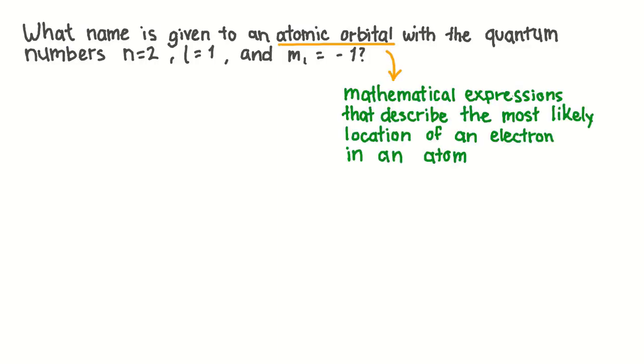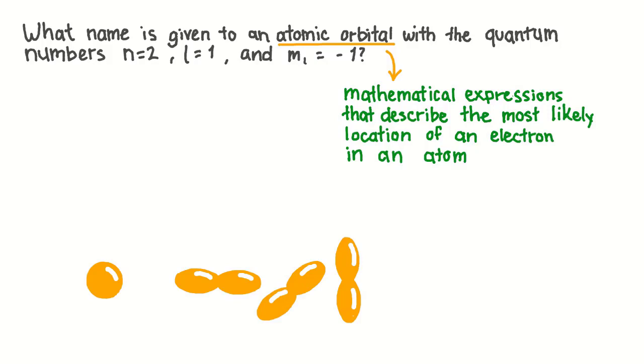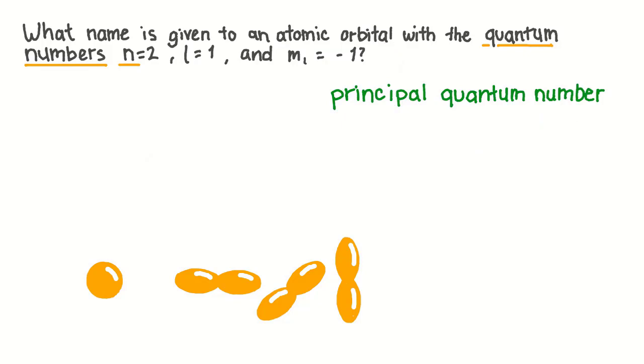Atomic orbitals are mathematical expressions that describe the location of an electron around the nucleus of an atom. Atomic orbitals come in different shapes and sizes. We can refer to a specific orbital using quantum numbers. The first is the principal quantum number, which is given the letter n. This quantum number tells us the energy level the atomic orbital is in. n equals 2 for the orbital in this question, so we know the orbital is in the second energy level.